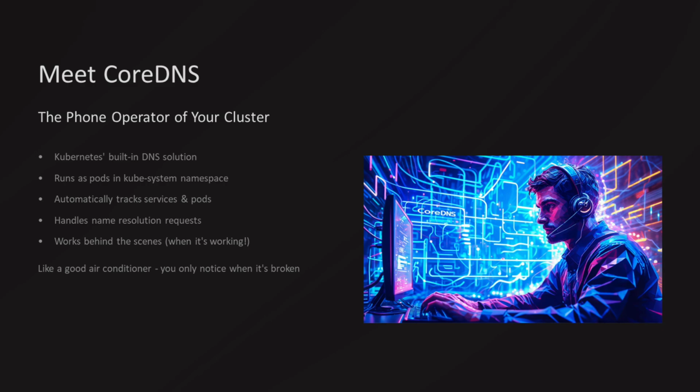CoreDNS runs as a pod, usually a few pods for redundancy, in your cluster's system namespace. It's constantly keeping track of all your services, pods, and their IP addresses. When something needs to find something else, CoreDNS is there to help make the connection. The cool thing is, you probably don't even realize it's working most of the time. It just works. Kind of like a good air conditioning system. You only notice it when it's not working.